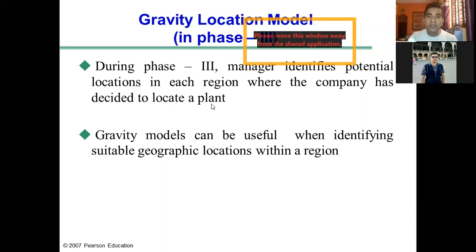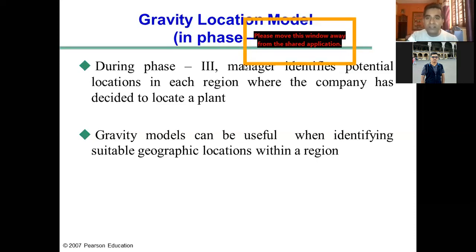If you consider the previous illustration, Sun Oil has decided to locate a plant each in 3 regions: one is South America, one is Asia, one is Africa. Asia is a continent, so where exactly in Asia? Whether it is going to be in China or India or Thailand or Vietnam. The specific location of the facility is to be decided, and to make such a decision, gravity location models are used.